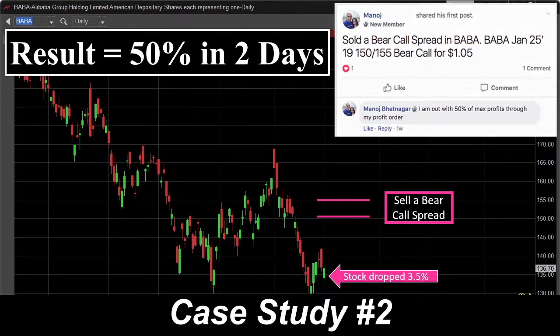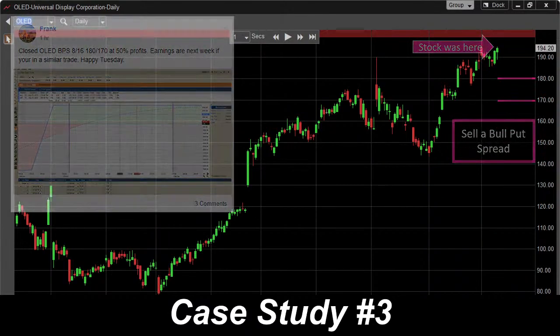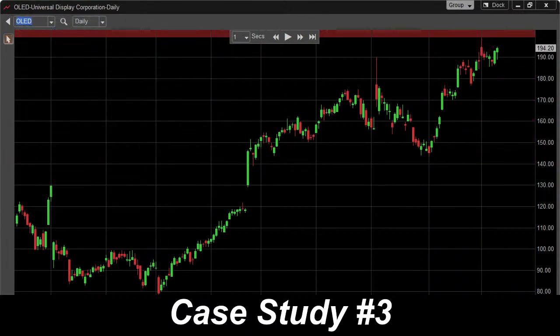I think I got one more here. Yes, I got one more. This is an example of a bullish trade on a stock this time instead of the S&P. So this, whoops, I don't want to give it away. This is the stock at 194. You think the stock is going to go higher? Where do you think it's not going to drop to? In the chat box, let me know.